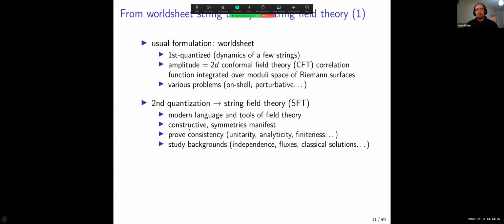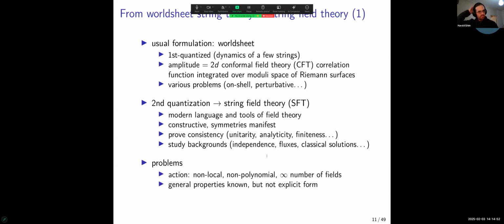You can use this knowledge of the general structure and of the symmetries to prove consistency, exactly like people did for the S-matrix analysis and so on, to prove unitarity, analyticity, finiteness, and so on. You can study backgrounds, like background independence, what happens if you have flux, if you want to find classical solutions and expand around them. So you will have a world which is open to you with string field theory.